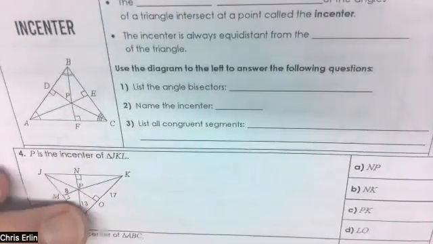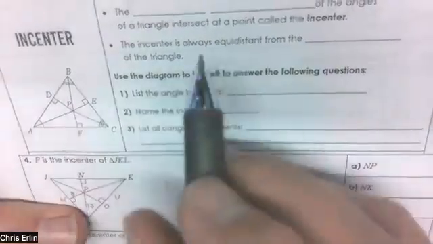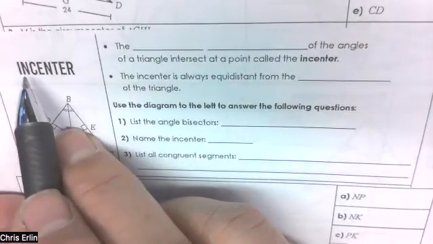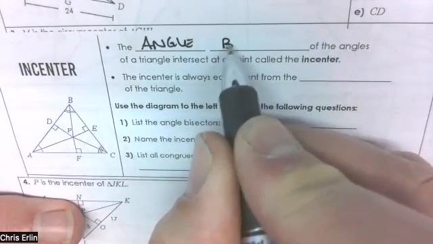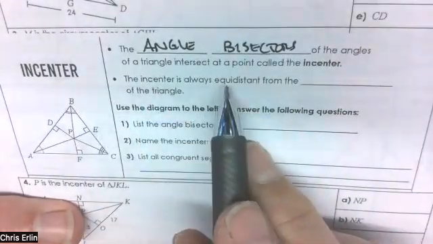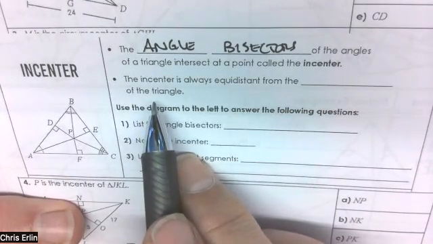Please move on to the incenter. The blank blank of the angles of a triangle intersect at a point called the incenter. What parts form the incenter? Good. Angle bisectors. And the incenter is always equidistant from the blank of the triangle. And if you're not sure about this, you should be looking here, right? Angle bisector equidistant from the sides.